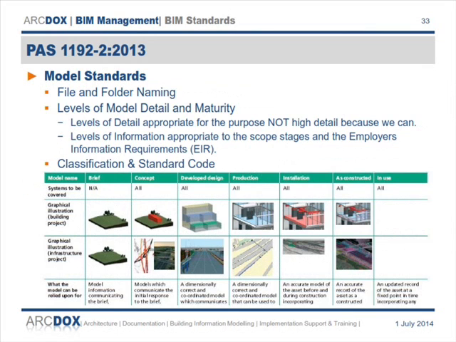PAS 1192 also defines 7 levels of model maturity. They don't actually number them, but people will refer to those as LOD 1 to LOD 7. And you'll see in project requirements that you need to deliver a model to LOD 1 or LOD 3 or LOD 4. We're seeing mostly tenders coming out that are looking for LOD 3, which is developed design. It's the third one across there. So you're looking for a dimensionally correct and coordinated model.